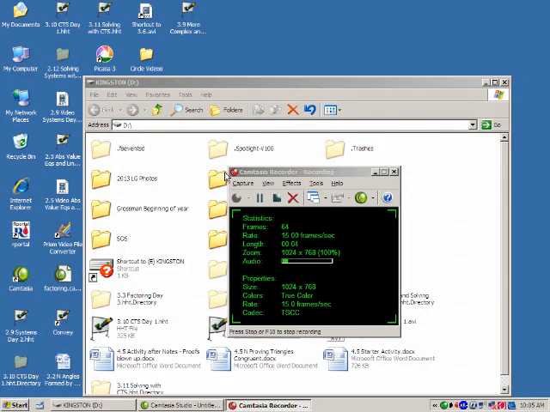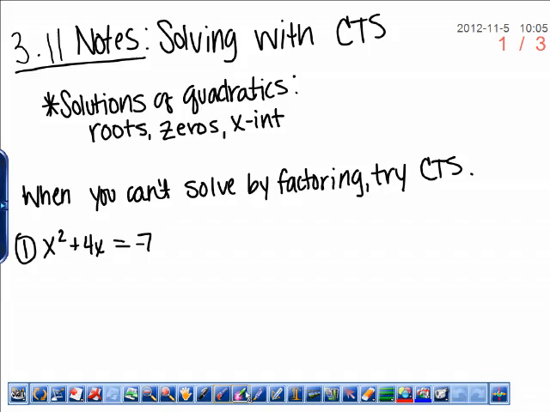Okay, so today we're going to continue using CTS, or completing the square. We're going to do it the same way we did on Friday, but we're now going to take it one step further and use it to solve. Okay? Completing the square is a process to solve that will work anytime. Okay? It'll work anytime. You can use it anytime.